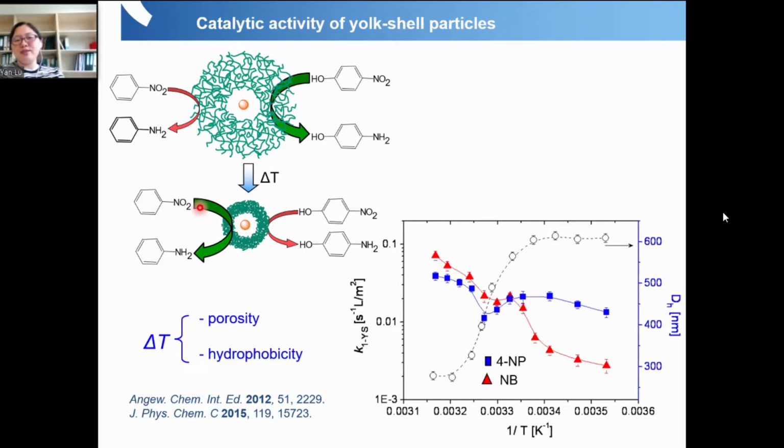And it means you can control the catalytic activity not only by the porosity of the network, but also by the hydrophobicity of the microgel system. In that case, you can not only tune the catalytic activity of your reduction, but also the selectivity for the different molecules in this reduction reaction.